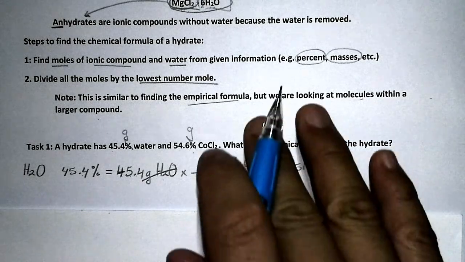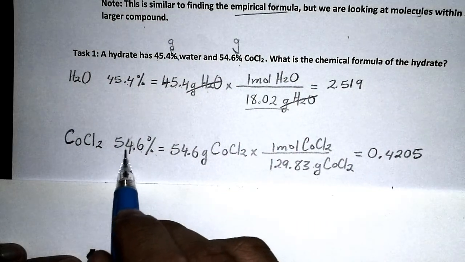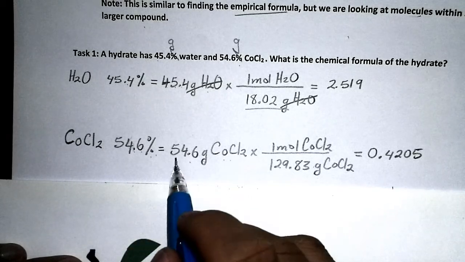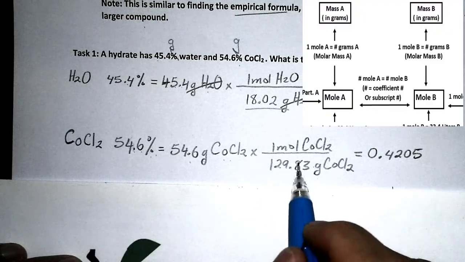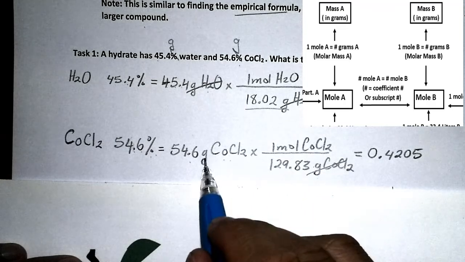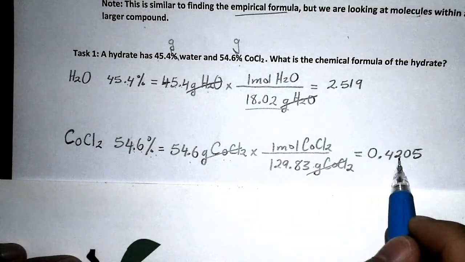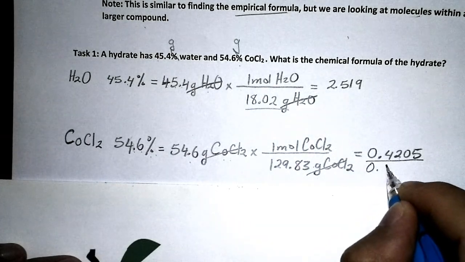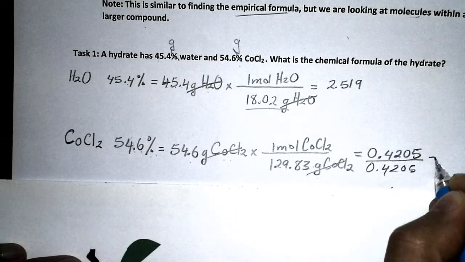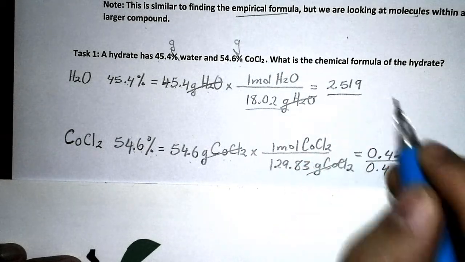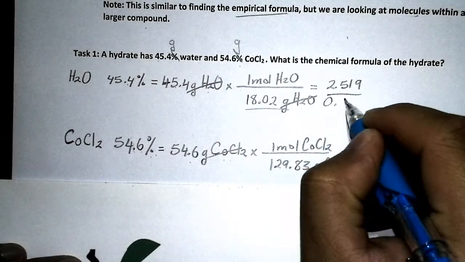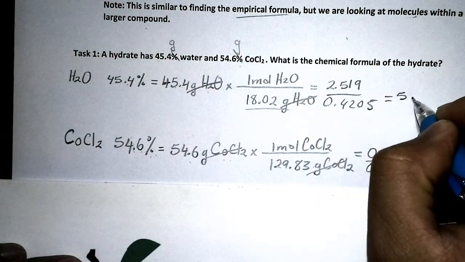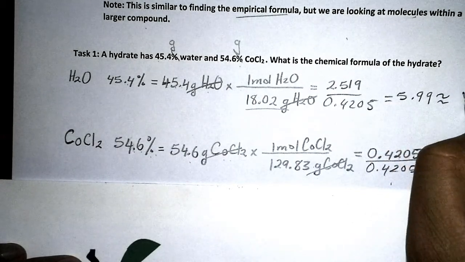We are going to do the same thing to the cobalt chloride. In this case, we have 54.6%, which becomes 54.6 grams of cobalt chloride because we assume it is out of 100. Again, multiplied by the molar mass conversion factor, the grams go on the bottom, giving us 0.4205 moles. This is the lowest number, so we divide both moles by this number. This gives us 1 for cobalt chloride, that's easy. And for water, we divide 2.519 by 0.4205, and if we plug this into our calculator, we have 5.99, which we can round to 6.